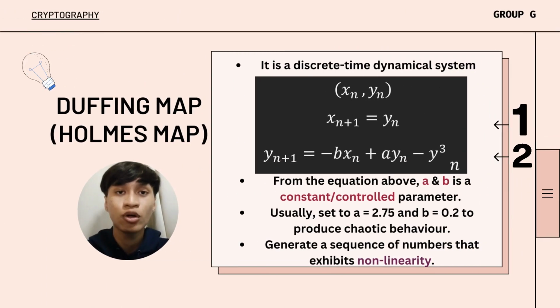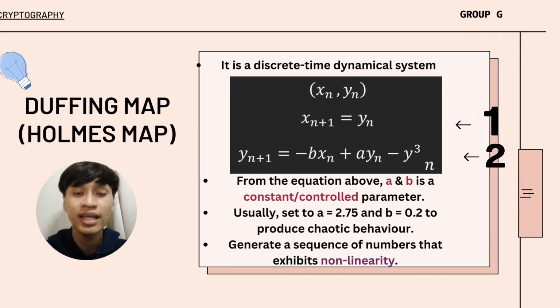One is the Duffing map, also known as the Holmes map. It is a discrete time dynamical system. The Duffing map takes a point x_n and y_n in the plane and maps it to a new point given by equations 1 and 2 as shown here. From the equation, a and b are constant or control parameters, usually set to a equals 2.75 and b equals 0.2. This will eventually generate a sequence of numbers that exhibits nonlinearity.